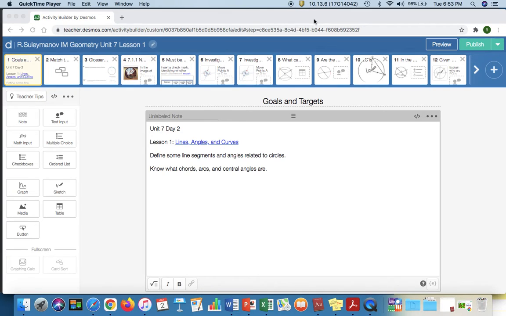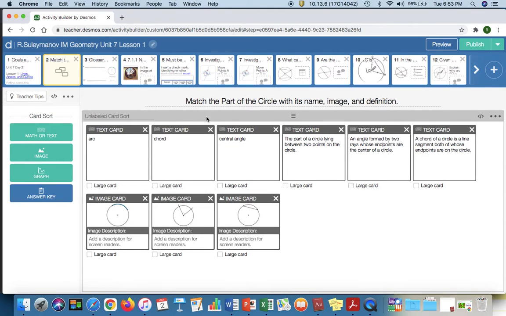Hi, this is Roman, and today I'm sharing a Desmos activity that I modified from Illustrative Mathematics for Unit 7, Day 2. So you'll see here I'm in the teacher page, and I'll share the link, and you can modify this to your pleasing.